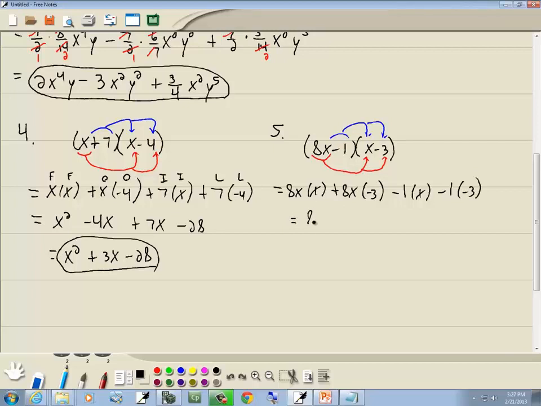Well, 8x times x is 8x squared. 8x times negative 3 is negative 24x. Negative 1 times x is negative 1x, or just negative x. Negative 1 times negative 3 is a positive 3. Always combine together like terms, no matter where you're at. Negative 24x, negative 1x is negative 25x plus 3. And that's our answer.